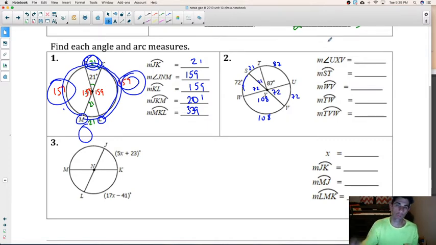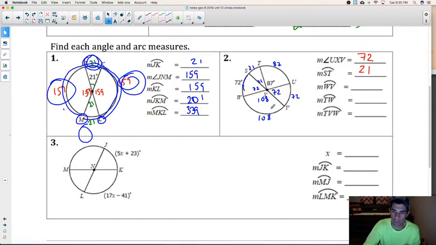Okay, make sure you're paying attention to the difference between the arc and the angle. So the arc, you're reading the circumference, the outside of the circle. The angles, you're dealing with inside, right? UXV. So let me find UXV. That's right here. That's 72. Now here it is, arc ST. That's right there. That's going to be 21.